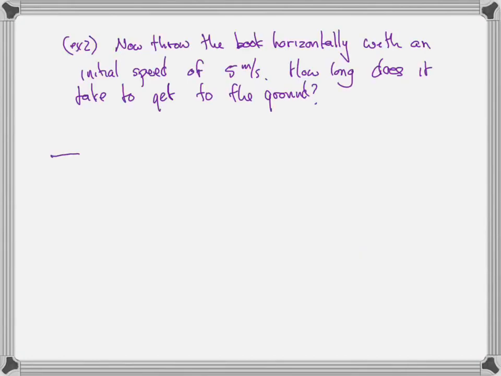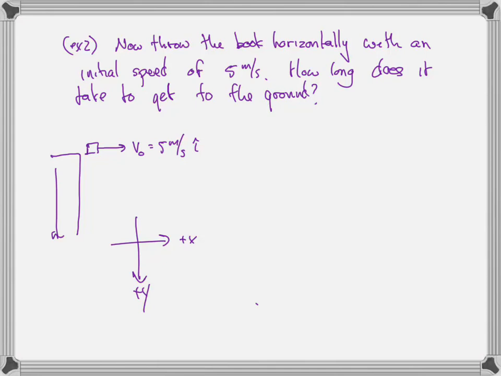Okay, so now let's throw the book, so we're moving in 2 dimensions. Example 2. So if I throw the book horizontally off the top of the building, meaning the initial velocity is in that direction, V0 equals 5 meters per second. Let's define some directions. Let's call this the plus x direction. Let's call down the plus y direction still, so that the initial velocity is in the plus x direction. And I'm asking how long does it take to get to the ground if delta y is still 30 meters in the downward direction.